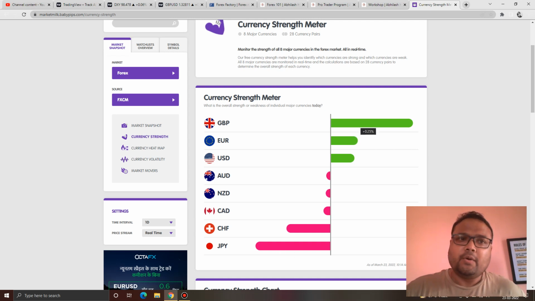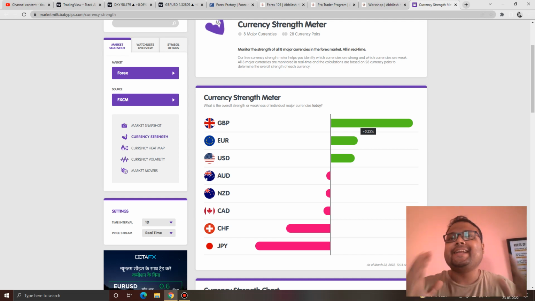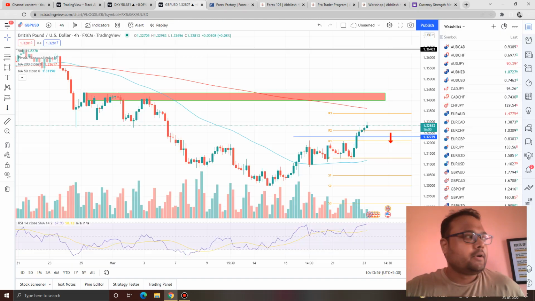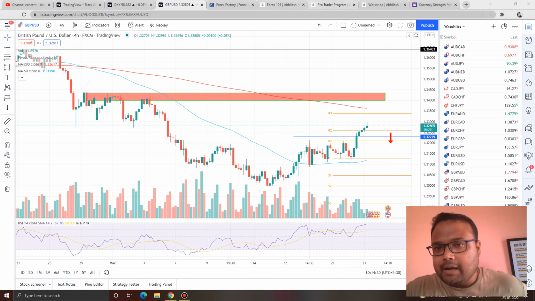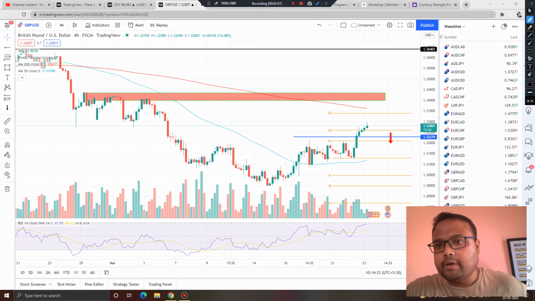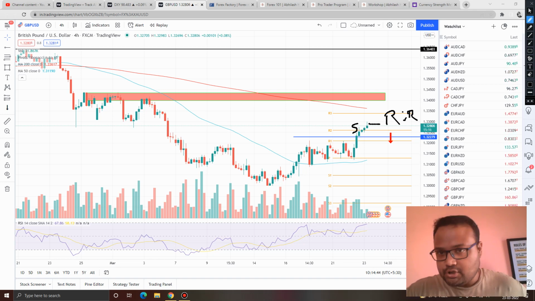GBP is very strong, so we can expect that there can be some up move again in the market. But the problem is, listen to me carefully, the market has already moved a lot, and if you buy here, your risk to reward will not match, and if you sell also, your risk to reward ratio will not match. So overall, the current market price is not a good position to take a trade, because following the risk to reward ratio is extremely important here.